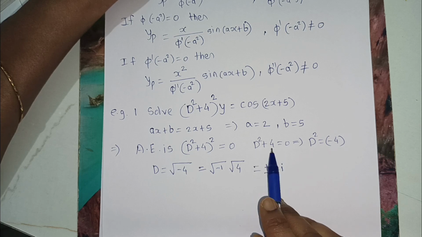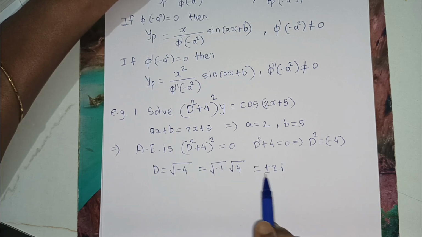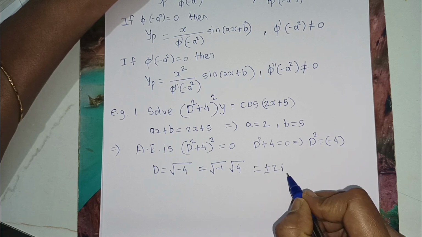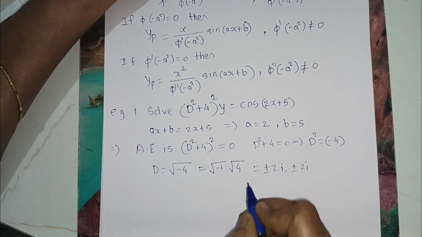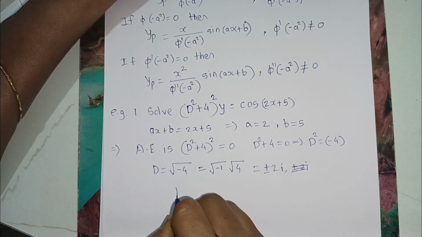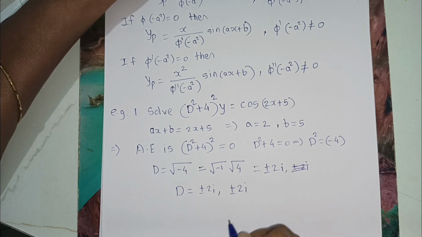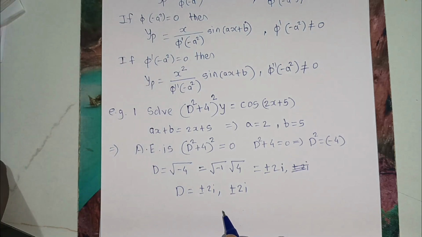Now D square plus 4 is repeated one more time. So the roots corresponding to D square plus 4, the pair will be repeated once, plus minus 2i. So what is the value of D? Write it separately: D is equal to plus minus 2i, plus minus 2i. Now you have a complex conjugate pair as your roots, and it has repeated once.